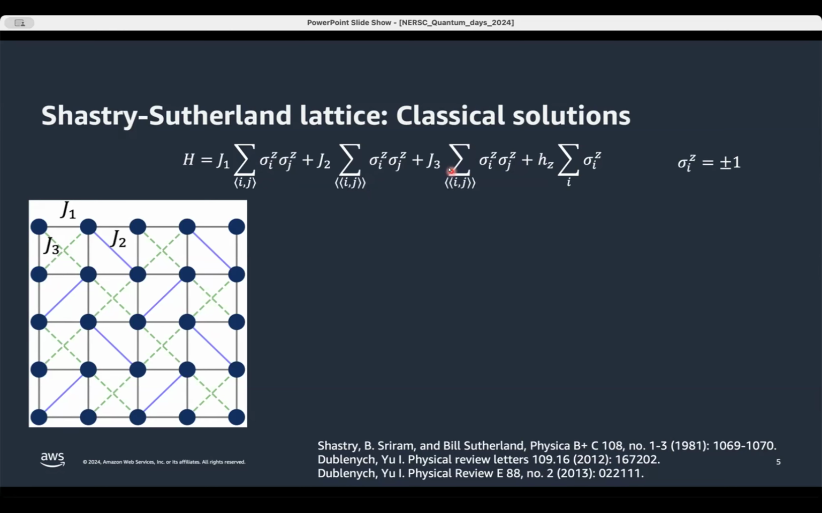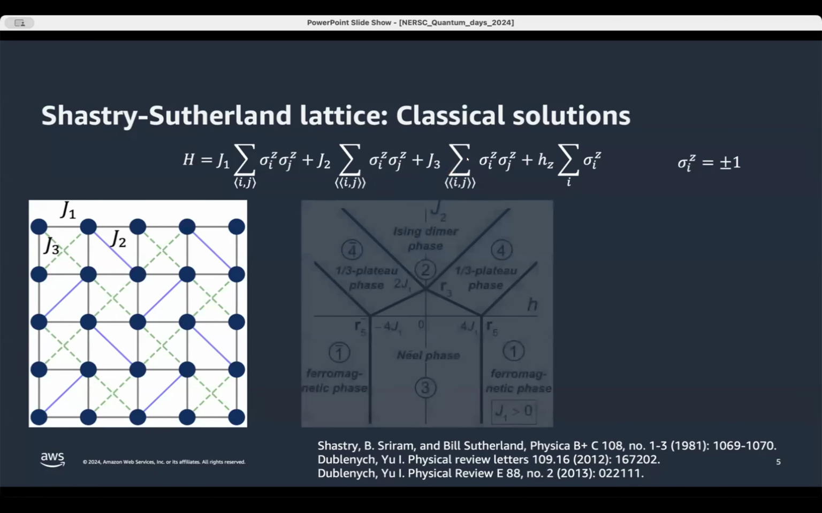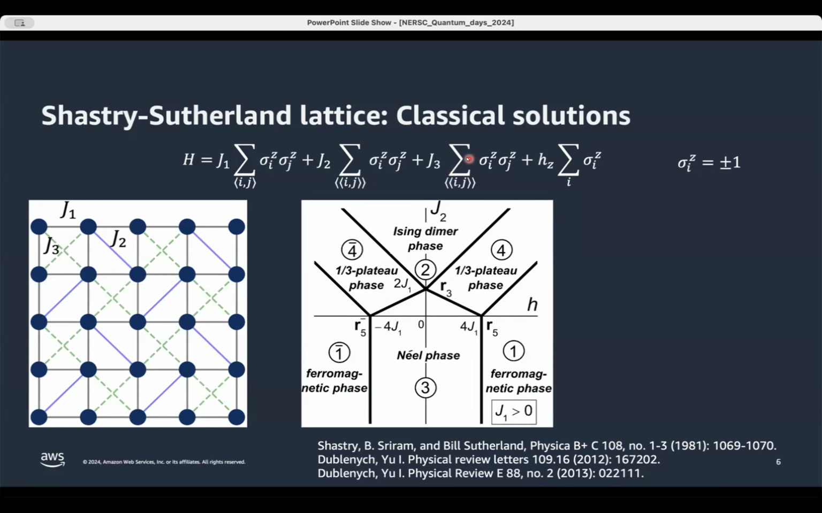In this classical model, sigma z is defined as plus and minus 1. I'll show you the different phases in the classical version of the model. This one was exactly solved in the second reference here. Here I show the phase diagram when J1 is bigger than 0. But when J1 is smaller than 0, you don't have the third and the fourth phase here, and the phase diagram collapses to a few phases, with the Ising dimer and ferromagnetic phase. So for the next few slides I'm going to introduce these phases, to prepare to understand this phase diagram.